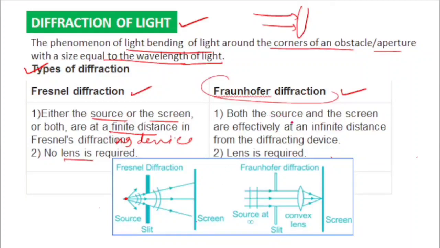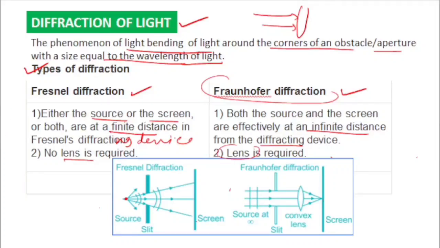What is Fraunhofer diffraction? When both source and screen are at infinite distance from the diffracting device. This is slit. Both source and screen are at infinite distance. And infinite distance means here lens is required. And what type of wavefront? Incident wavefront is plane wavefront, right? So this is the difference between Fresnel and Fraunhofer diffraction.